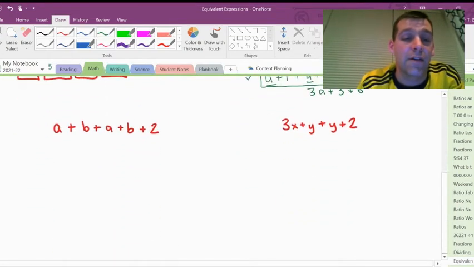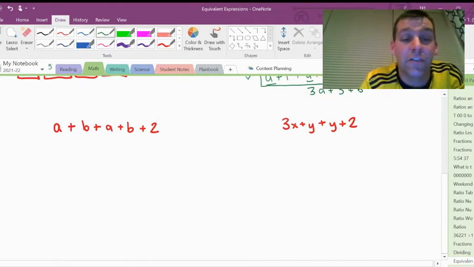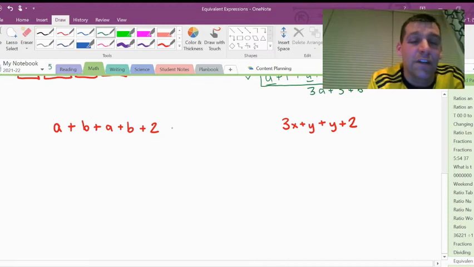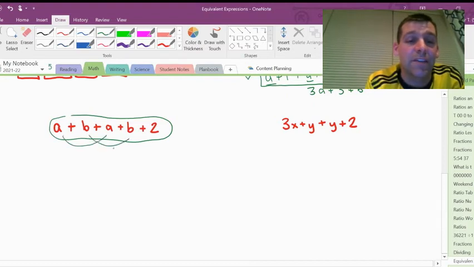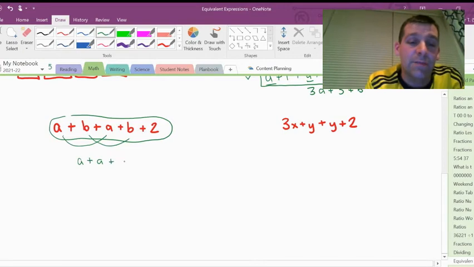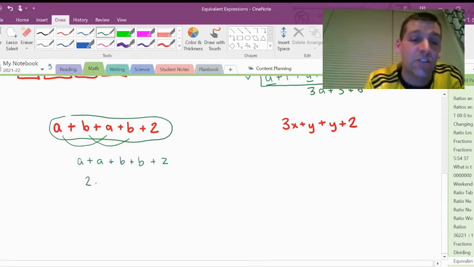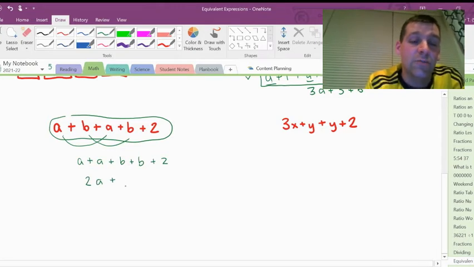As I go further down, I've got a plus b plus a plus b plus 2. How do you think you might go about working and solving this one and finding an equivalent expression to this? Think about that for a minute. You might want to pause it and think that through. First thing I'm going to do is take my a's and put them together and put my b's together. So I've got a plus a plus b plus b plus 2. If I think about it again, I've got 2a plus 2b plus 2.